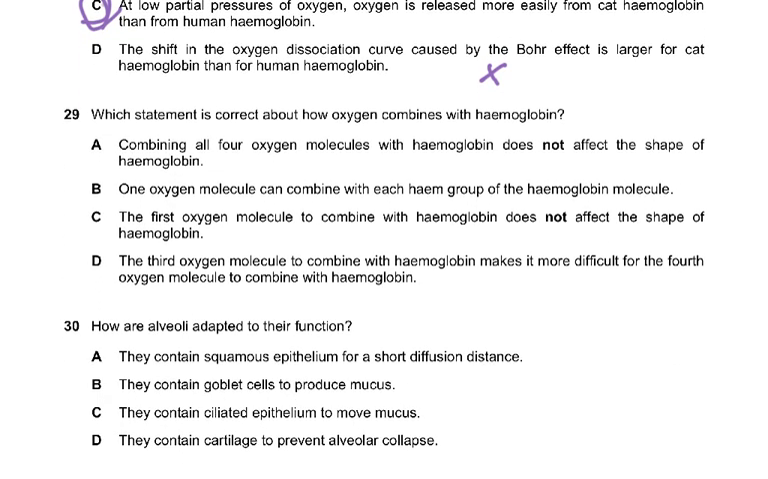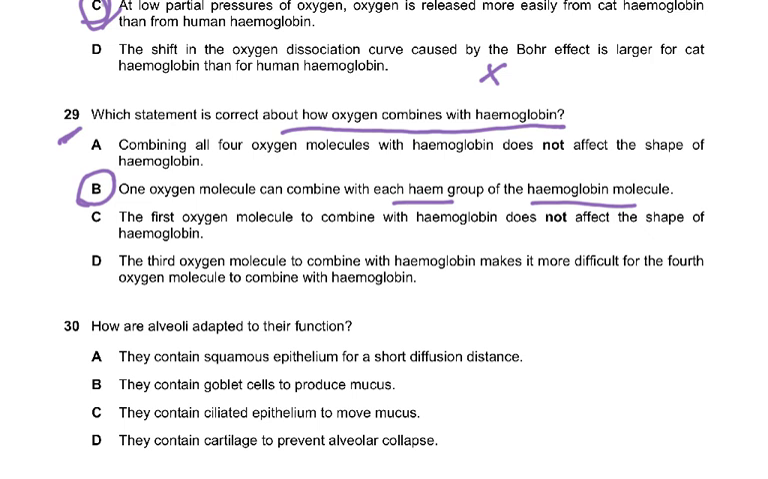Then coming on to question number 29, which statement is correct about how oxygen combines with hemoglobin? The answer is B. One oxygen molecule can combine with each heme group of the hemoglobin molecule. So that's why it's 8 atoms.